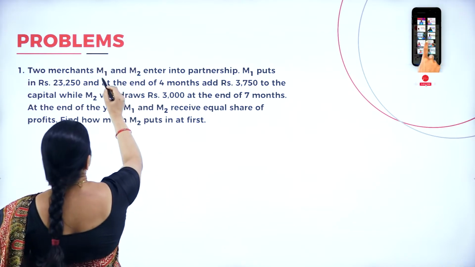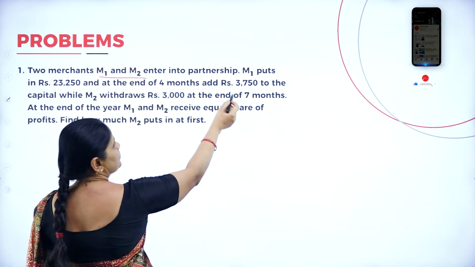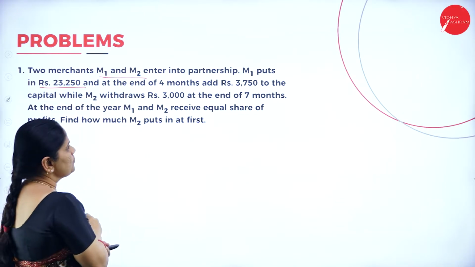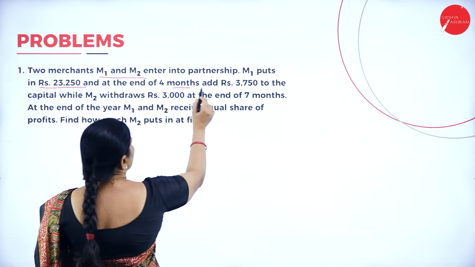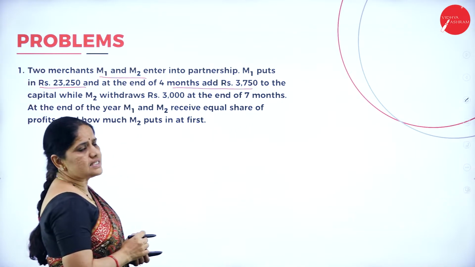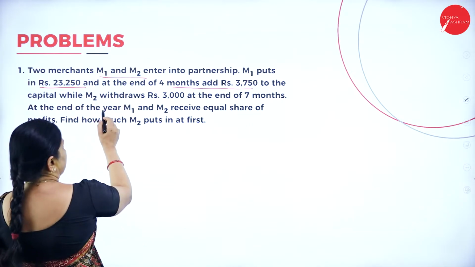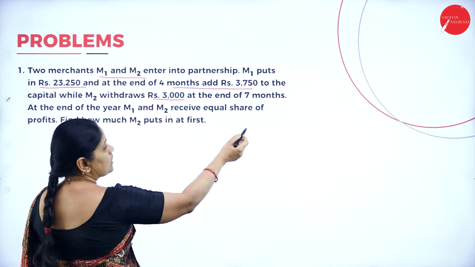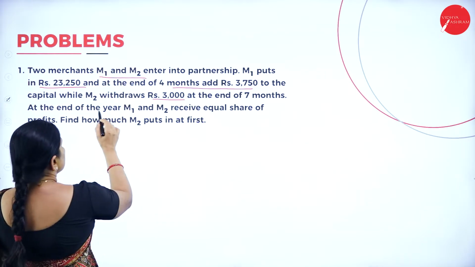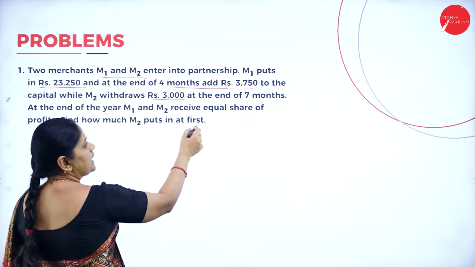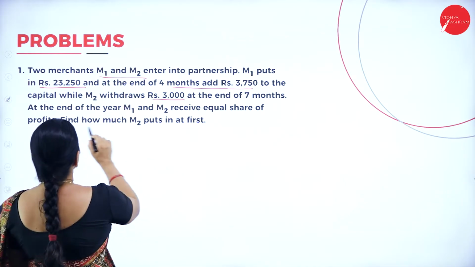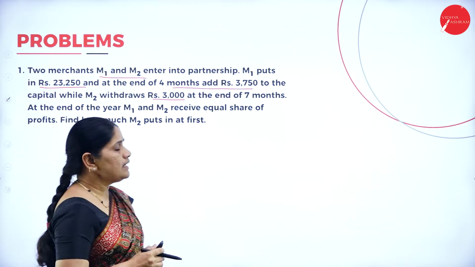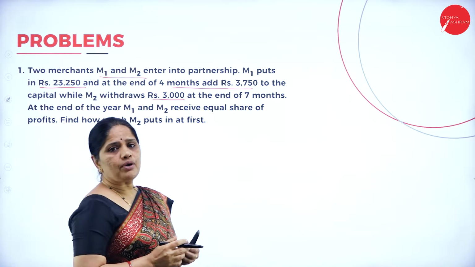So two merchants M1 and M2 enter into a partnership. M1 puts in rupees 23,250 and at the end of 4 months he adds 3,750 to the capital, while M2 withdraws rupees 3,000 at the end of 7 months. At the end of the year, M1 and M2 receive equal shares of profit. So how much did M2 put in at first?